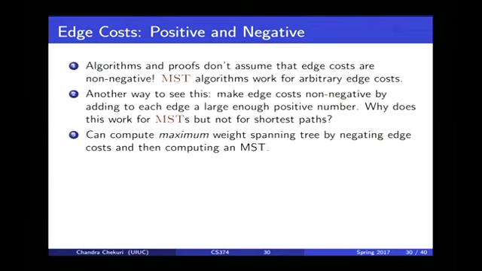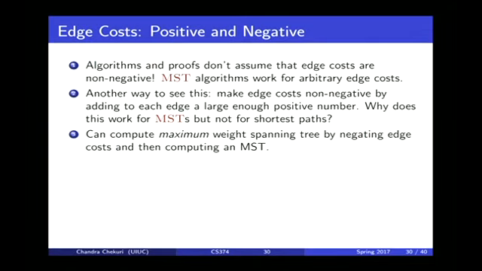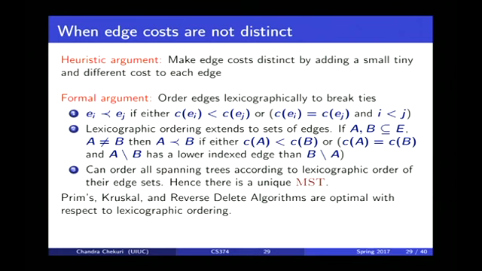What about edge weights being positive or negative? Okay, let me ask you: does the algorithm work if some of the edge weights are negative? Wait, did I use anywhere that the edge weights are positive? Or negative? Did I actually use anywhere?